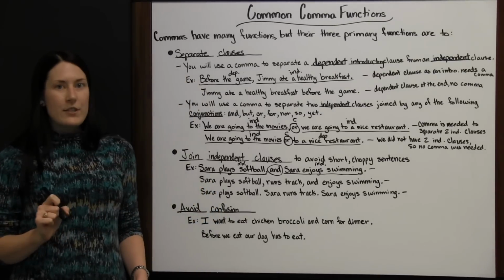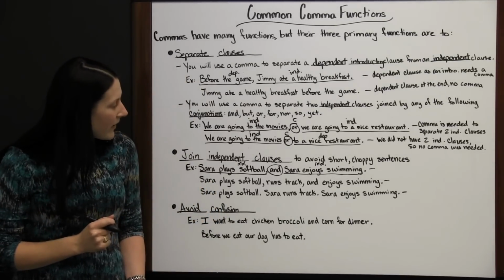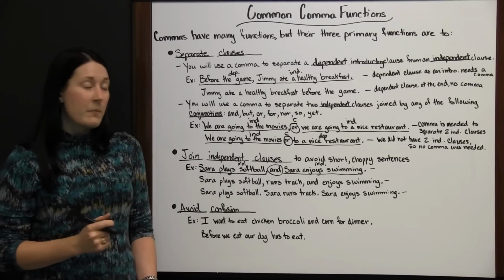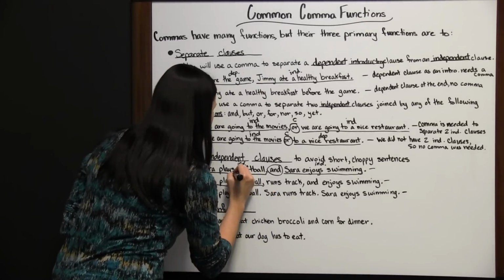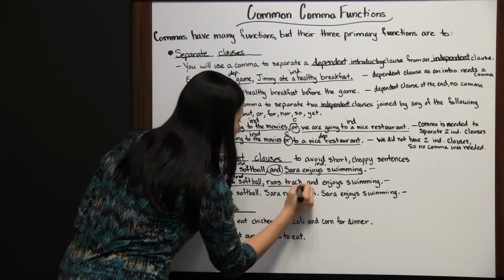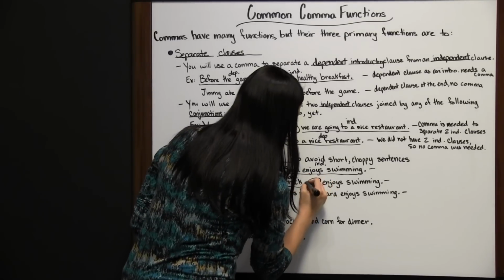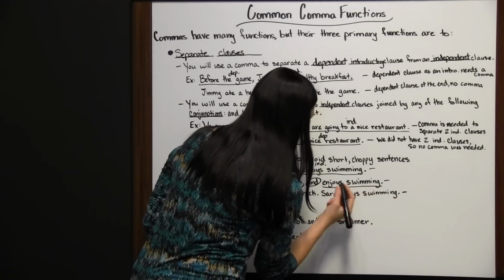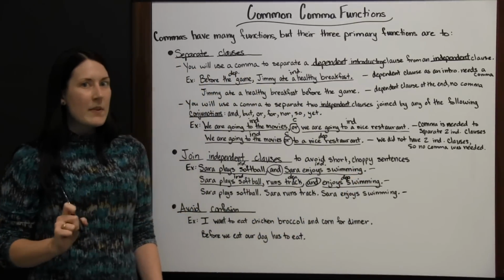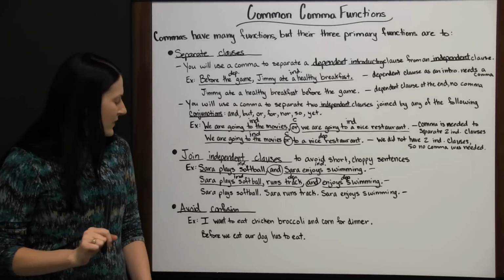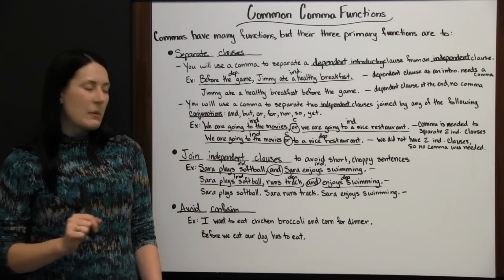Let's look at the next version of this set of clauses. Sarah plays softball, runs track, and enjoys swimming. So Sarah plays softball, this is independent. Runs track is dependent. We have our conjunction, and enjoys swimming is dependent. Yet we still had those commas. And then let's look at the last version. Sarah plays softball, Sarah runs track, Sarah enjoys swimming.